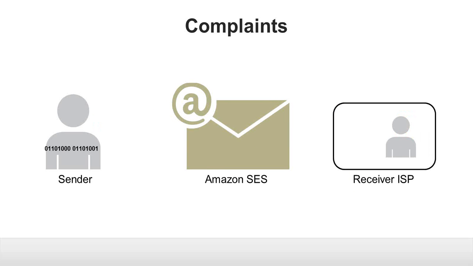A recipient who does not want to receive the message can register a complaint with their ISP by clicking on their spam button. An ISP which chooses to set up a feedback loop then sends the complaint to Amazon SES, and we then forward it to the sender. Again, that notification can be forwarded via email or via Amazon SNS.